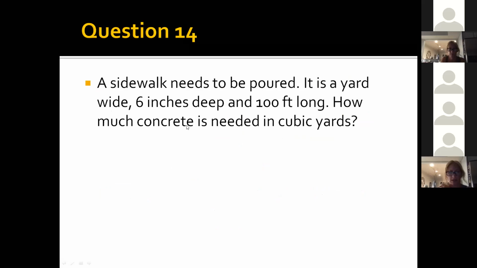Cubic yard question. A sidewalk needs to be poured. It's a yard wide. How much is a yard? It's 3 feet. It's 6 inches deep. 6 inches is how much of a foot? It's 0.5. And 100 feet long. So what we have here is 3 times 0.5 times 100. So 3 times 100 is, I'm sorry, 300. Times 0.5 is 150. So we have 150 feet to the third power.